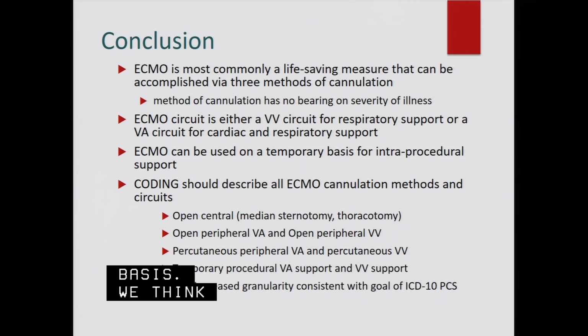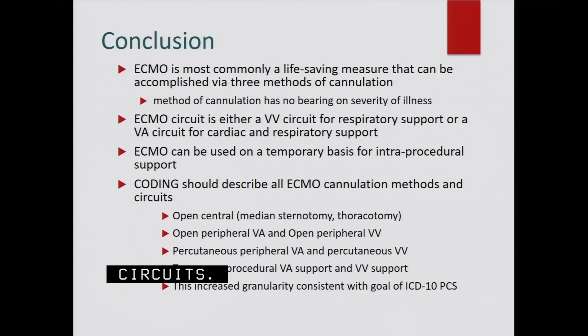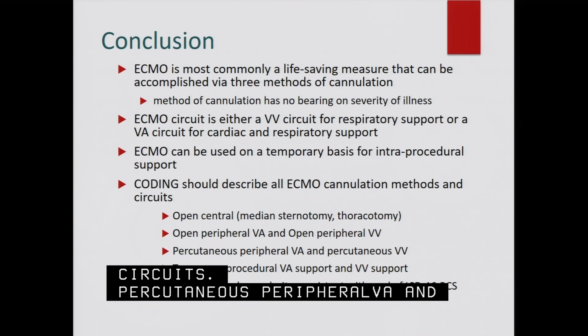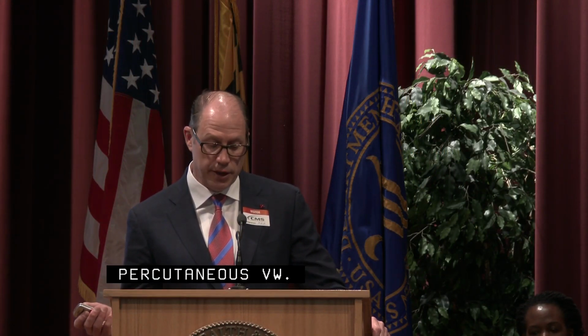That is an open central circuit, an open peripheral VA, an open peripheral VV circuit, percutaneous peripheral VA and percutaneous VV ECMO, temporary procedural VA support and VV support. We think that this increased granularity is consistent with the goal of ICD-10 PCS. With that, we'll gladly take questions. Thank you.